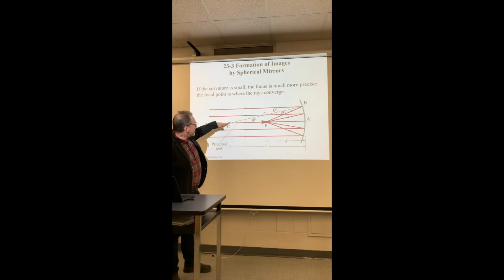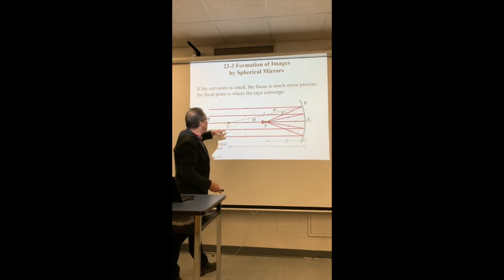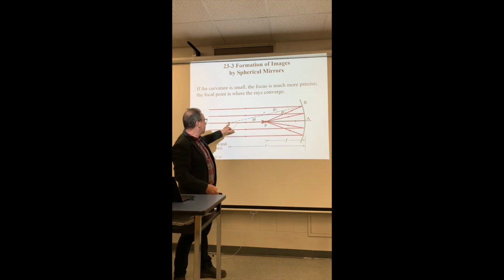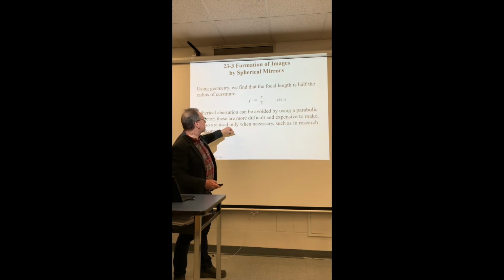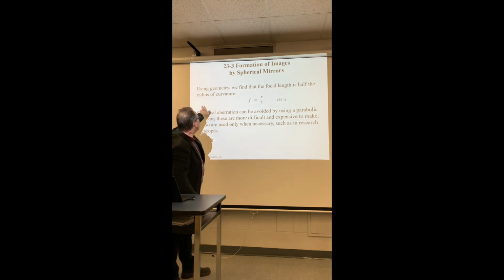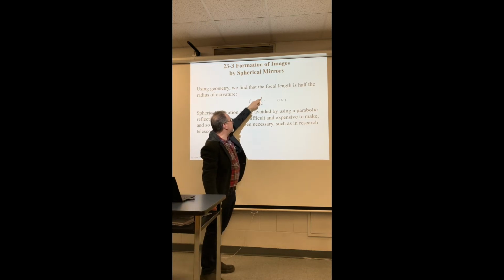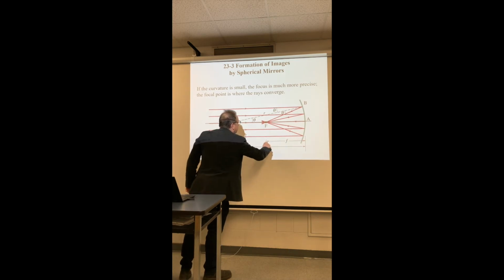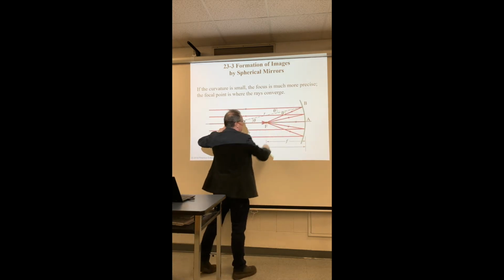This C here is the center of the circle, and this R is my radius of curvature. This is the part of the circle. What we find through geometry is that the focal point is midway between the mirror and the center point of the circle. So we can say here, the focal point, F, we use F for the focal point, is the radius of the circle divided by 2. Here's the focal point F. This is the distance to the focal point, and that's equal to the radius of curvature divided by 2.